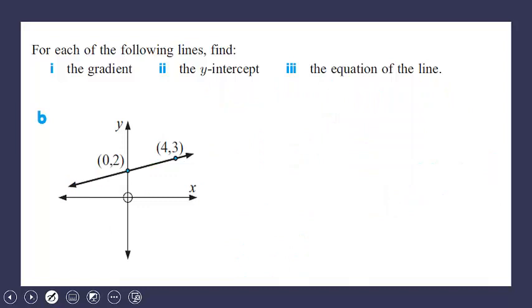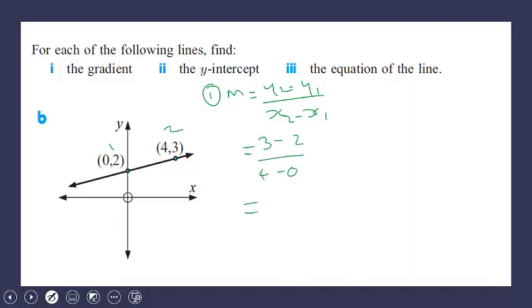B, same thing. First we're doing the m value. M equals y2 minus y1 over x2 minus x1. And that equals, with points 1, 2 and so on, 3 minus 2 over 4 minus 0, which equals 3 minus 2 is 1, 4 minus 0 is 4. M equals a quarter.